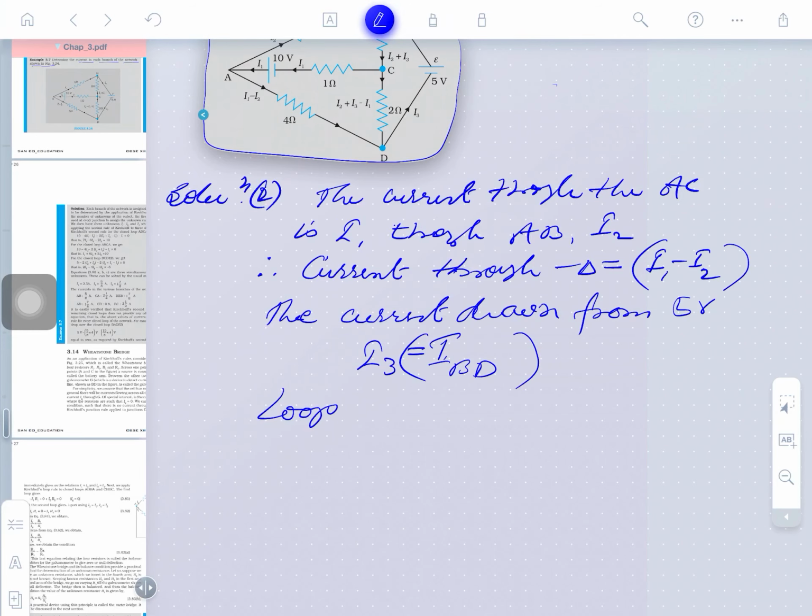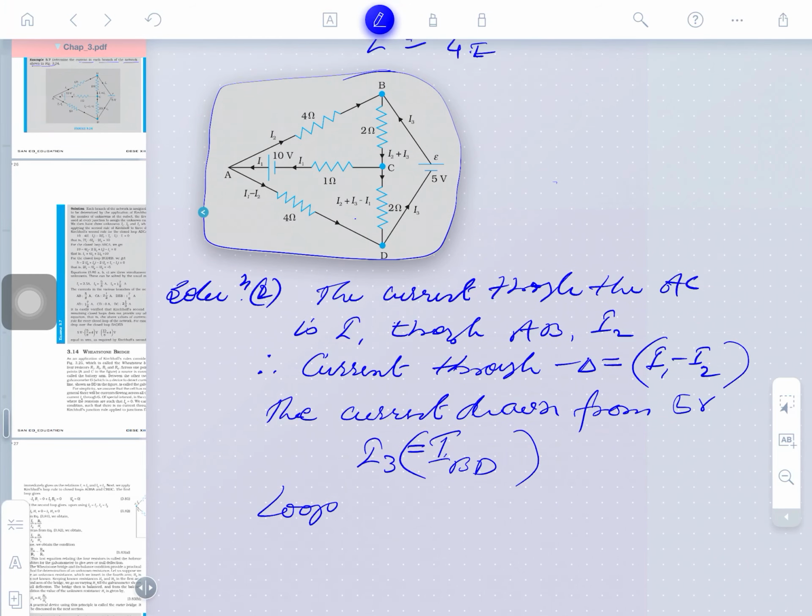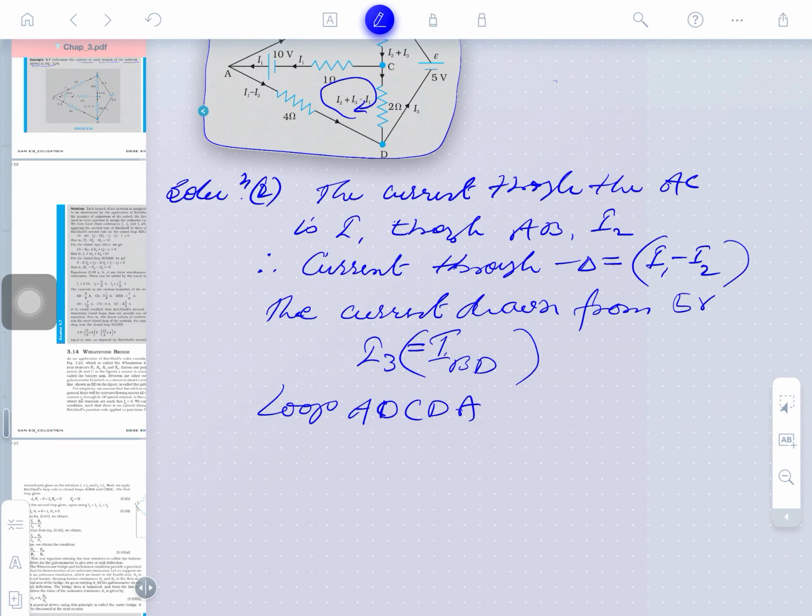Which loop will you take here? The first loop you will take is A to C, and then A, D, C, A. A to D you are traveling in the direction of current, so negative. The resistance is 4, so IR, where I is I1 minus I2.